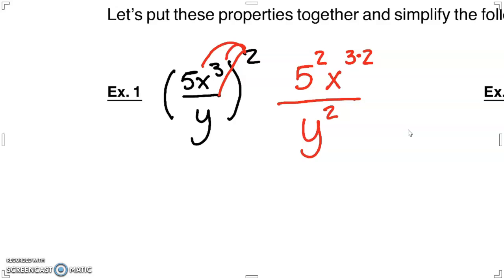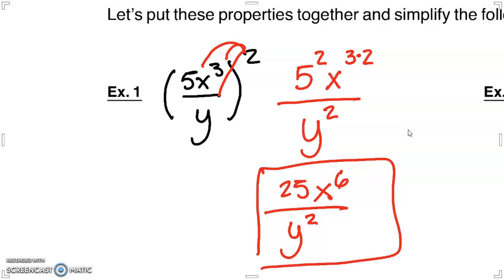What is 5 squared? Somebody already told me that the 3 times the 2 makes a 6. And the y squared stays just as it is. It doesn't look like it should be, but that's your final answer. There's nothing else you can do there. There's nothing else you can simplify.